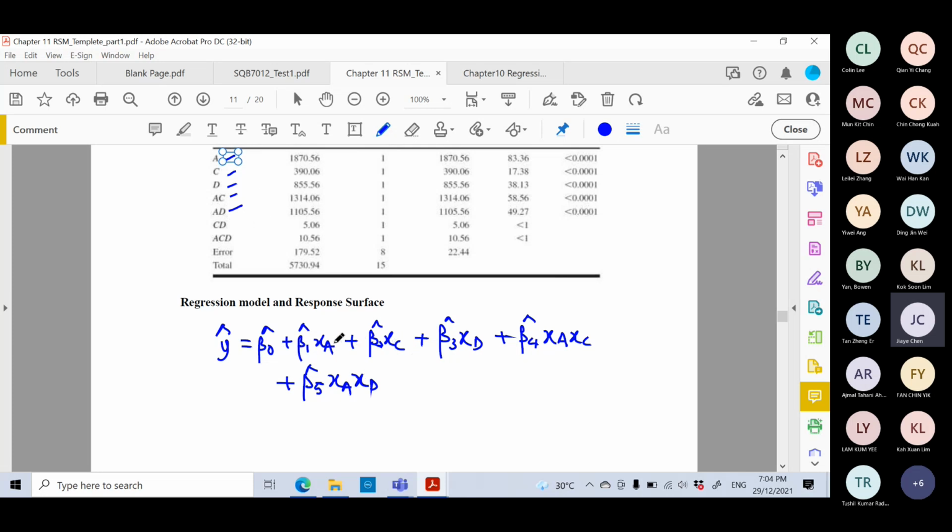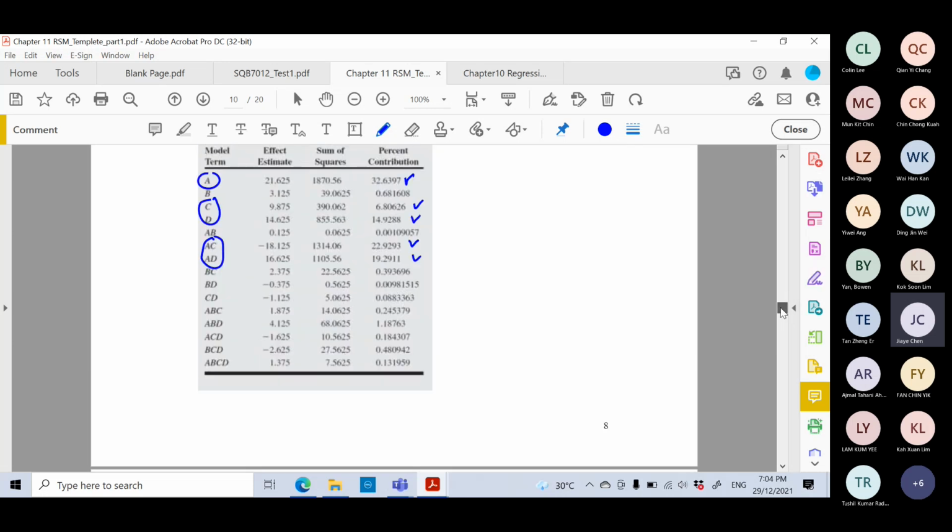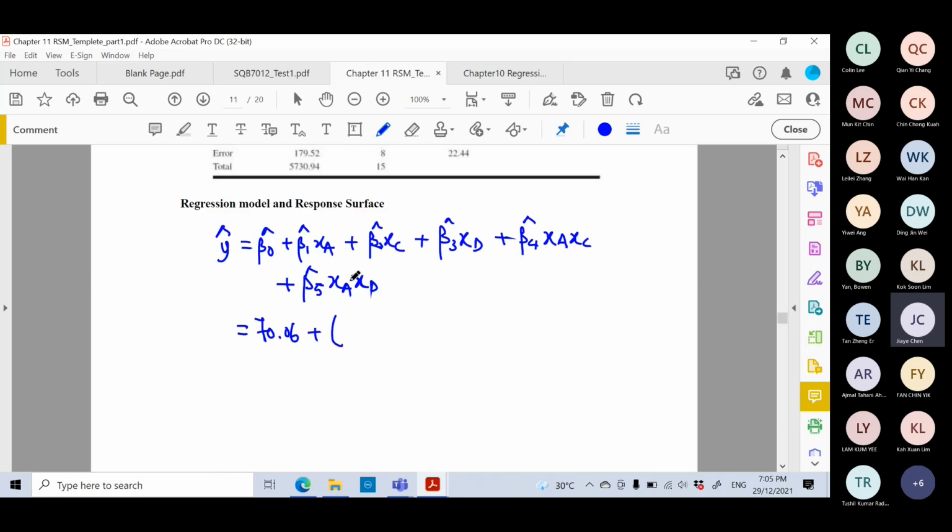All of their coefficients you can obtain from their effects. The first one is the average value, 70.06, plus the effects. If we recall the previous example, the effect for A is equal to 21, after that C is 9, 14, then negative 18 and 16 here. So therefore, here we have 21.625.